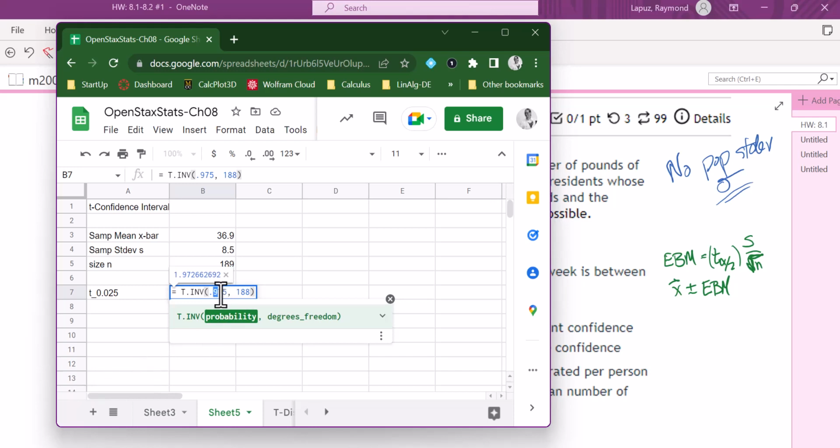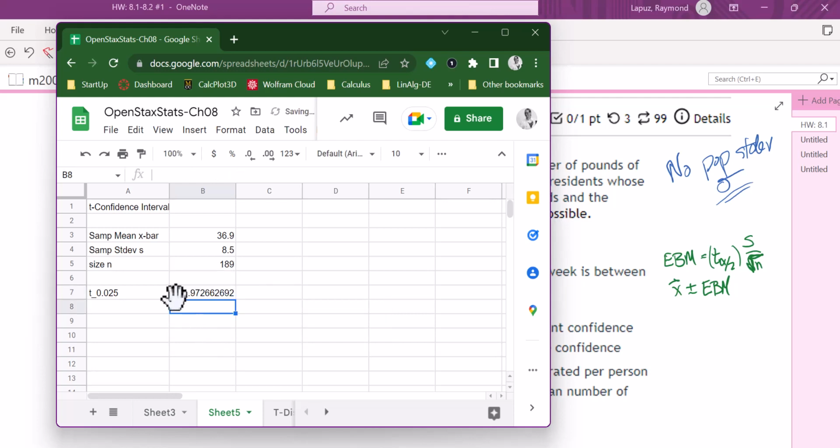I would prefer to throw the negative sign because it's easier to remember. So I will change this to 0.025, and then I'll throw a negative sign in front, and now it's a positive value. So when I press enter, I see a positive 1.97266.